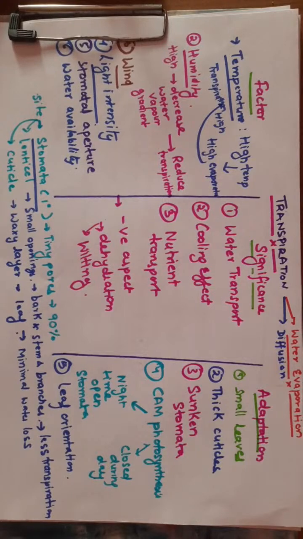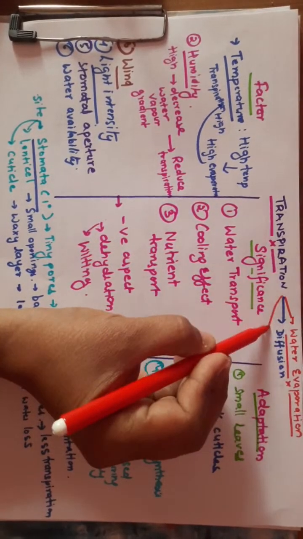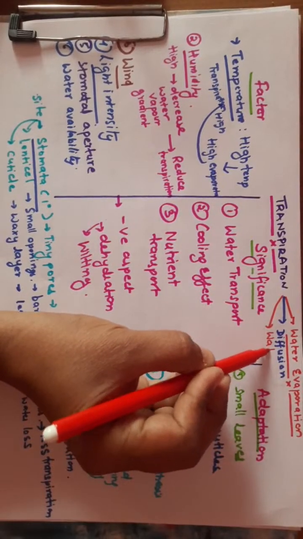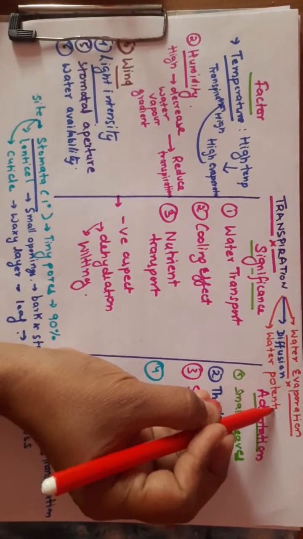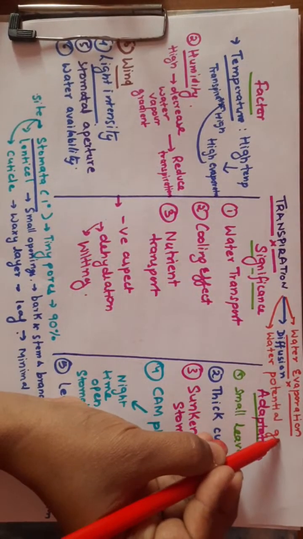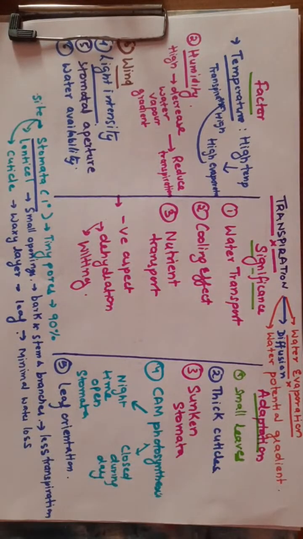The third mechanism is the water potential gradient, and this is very important. In this mechanism, transpiration will create a negative water potential gradient. So this will pull water up from the roots through the xylem vessels.